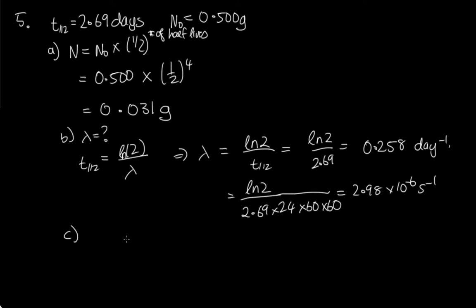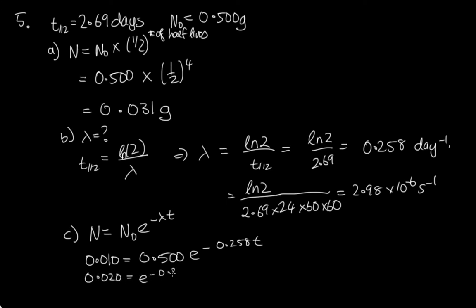Now part C asks us after what length of time will only 0.010 grams be remaining? Well, our equation to describe the amount remaining is the amount remaining is equal to the initial amount times e to the minus lambda t, which is what we use this decay constant for. So we want to have 0.010 grams, and we start with 0.500 grams, and this is e to the minus, let's get our time in days to start with, so that's 0.258 t, and this time is in days. So we divide this by this, and we end up with 0.020 is equal to e to the minus 0.258 t, and now we're going to need to take the natural logarithm of both sides in order to get rid of this exponential.